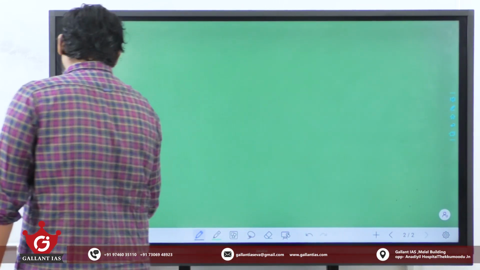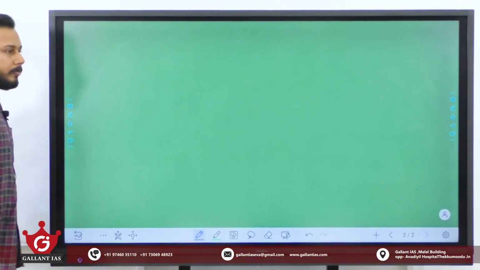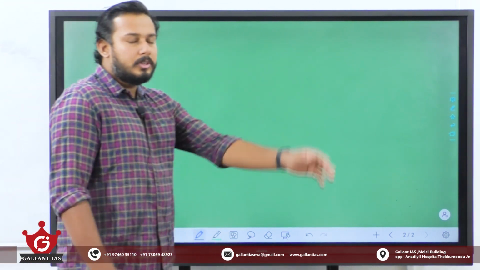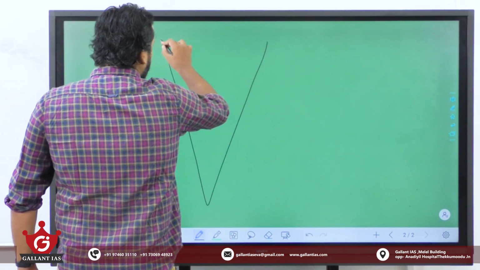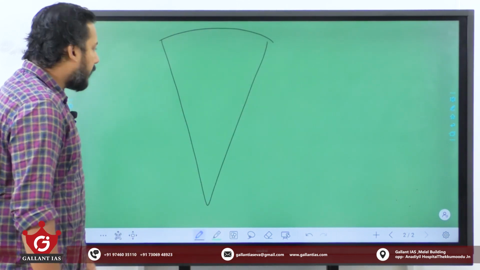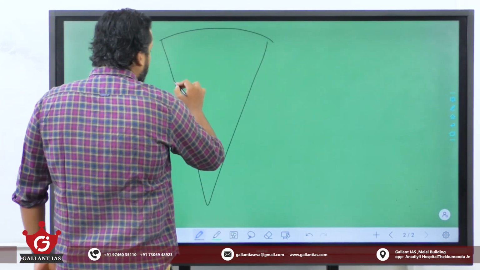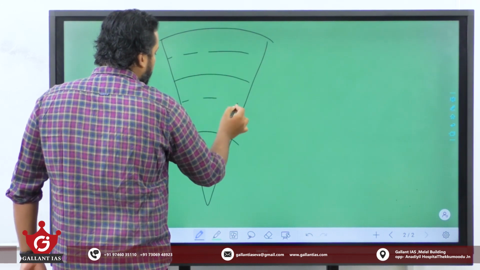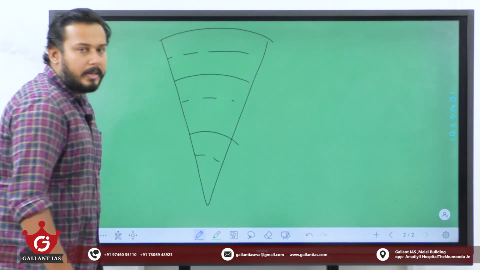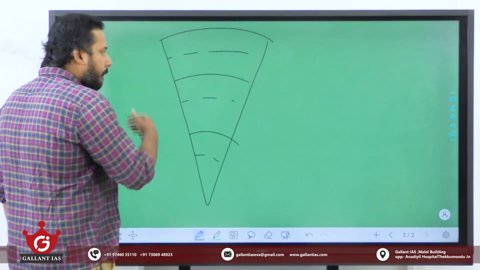We'll straight away start with geomorphology. In geomorphology, we need to start with the interior of Earth. That was the first topic that we studied, isn't it? Regarding the interior of Earth, we have divided the Earth into 3 layers. What are the 3 layers? Crust, mantle, core. We again divide these into upper crust, lower crust, upper mantle, lower mantle, outer core, and inner core.